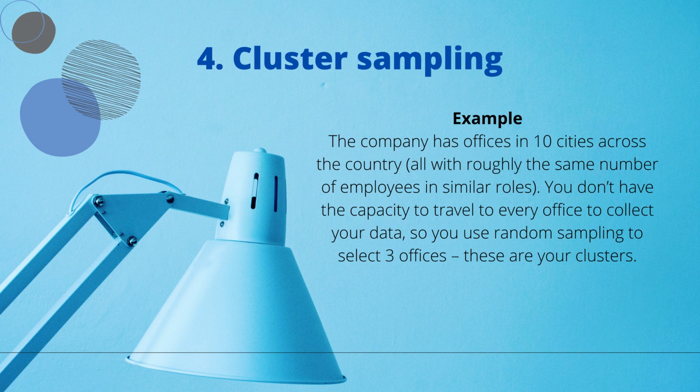So this method is good for dealing with large and dispersed population, but there is more risk of error in the sample, as there could be a substantial difference between clusters. It's difficult to guarantee that the sampled clusters are really representative of the whole population. So, for example, the company has offices in 10 cities across the country. You don't have the capacity to travel to every office to collect data from, so you use random sampling to select 3 offices. These are your clusters.